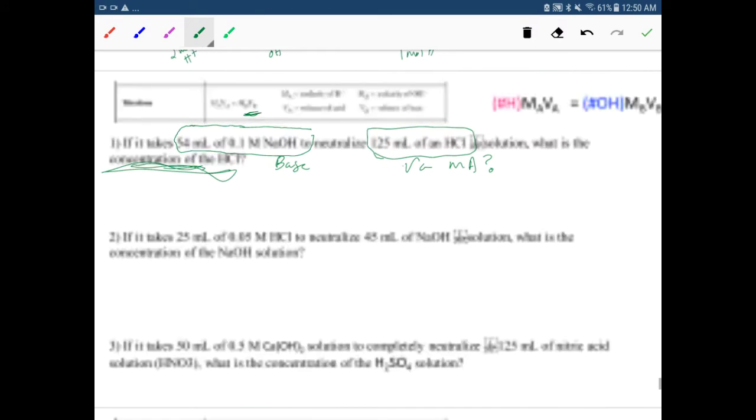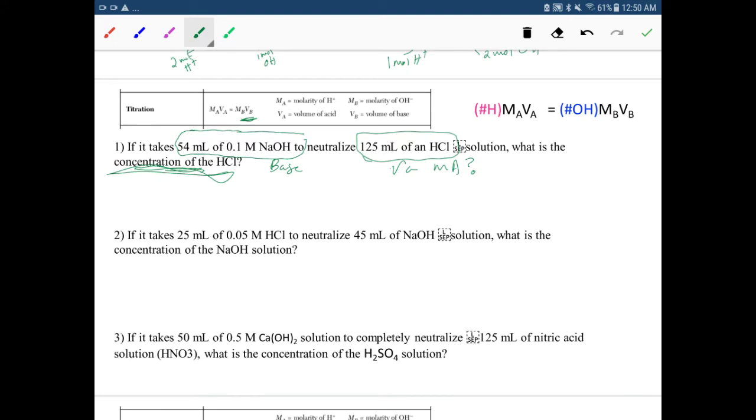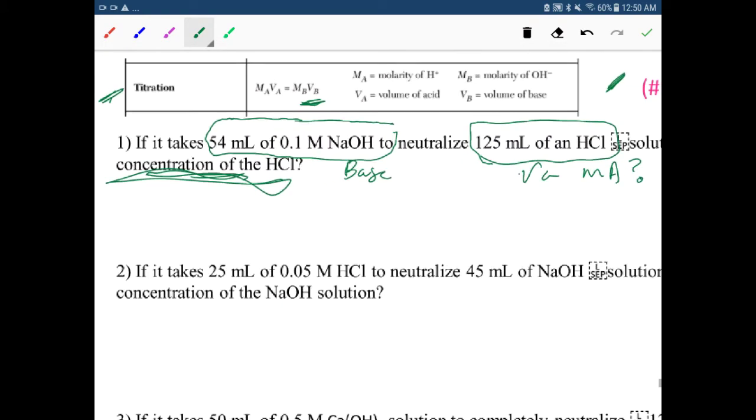Okay, so now, which formula are we going to use? This one or this one? This one is correct regardless of the number of hydrogens or OHs, so you could always use this one. But if you see that the number of OHs and the number of H's are equal, so you have 1 OH per formula here and 1 H per formula here, then you can use the formula given in the reference table. So to solve this problem, it's MAVA equals MBVB.